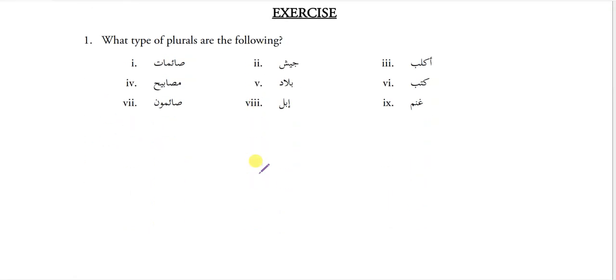Exercise. What type of plural are the following words? Sa'imatun is jama muannas salim, masabihu is jama muntahal jumu, sa'imuna is jama muzakkar salim, jaishun is wahid, biladun is jama mukassar, ibilun is wahid, aqlabun is jam'ul jama, kutubun is jama mukassar, and ganamun is wahid.